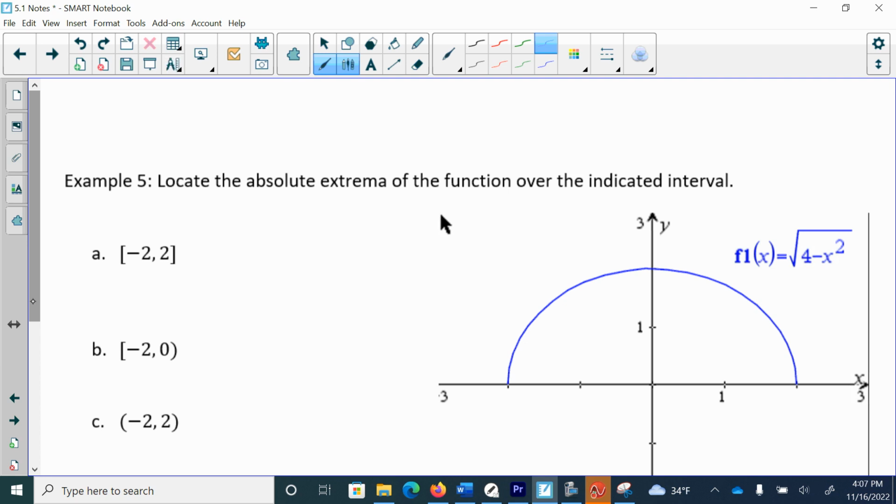So when I look at this interval, I am looking from negative 2 to positive 2. And if I look at this, in that interval, and they're closed, so I'm including that negative 2 and I'm including that 2, my absolute minimum is going to be that 0, and my absolute max is going to be the highest value, which looks like 2. So, okay, that's fine.